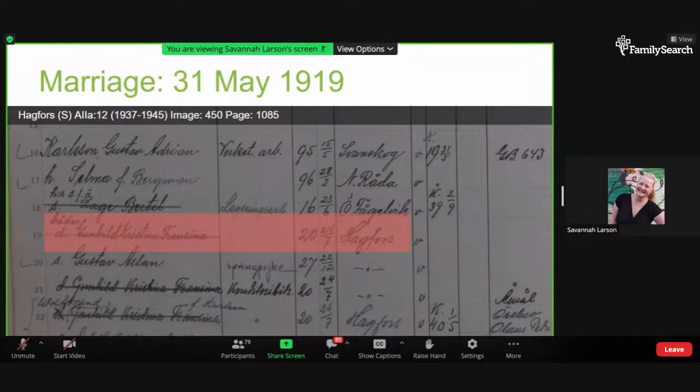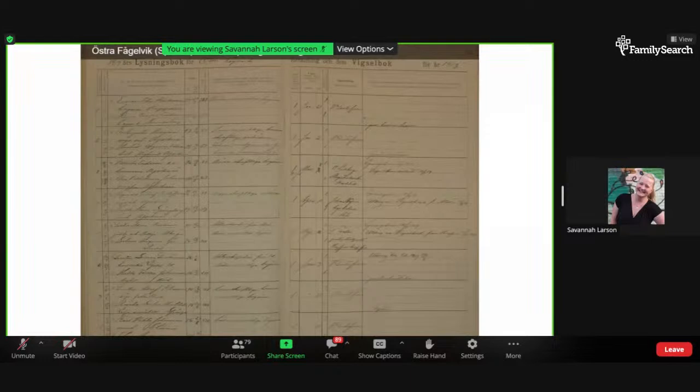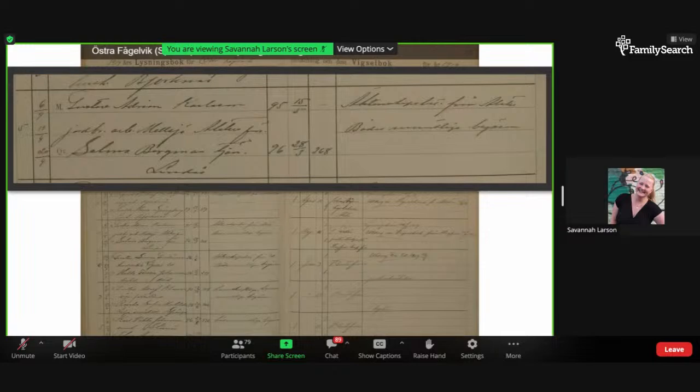Using that information, we don't know where they were in 1919, but we do know that Gunhild Christina Francina was born in Hagfors in 1920. So we can use those two clues to find out where they are. Hagfors is actually a farm in Östrafolkvik. And so we were able to find a marriage record in Östrafolkvik for this couple, where we've got Gustav Adrian Carlson and Selma Berryman. We've got the dates of the bands on the side, the name of each person, the farms that they were living on, as well as a page number for the farm.